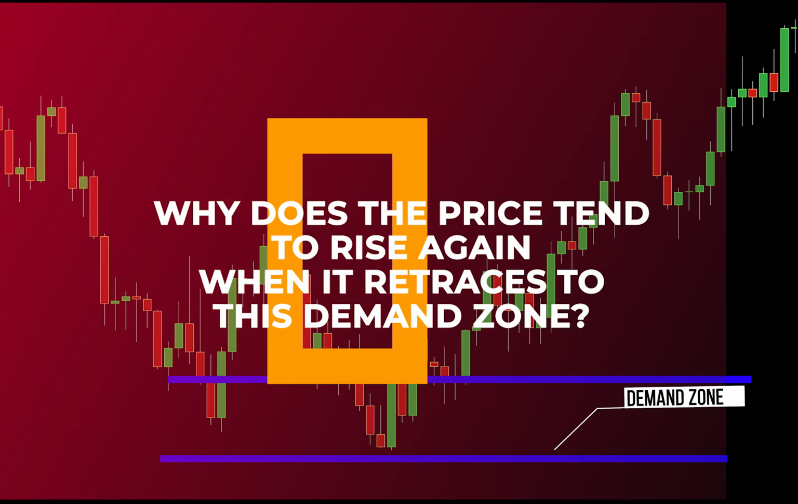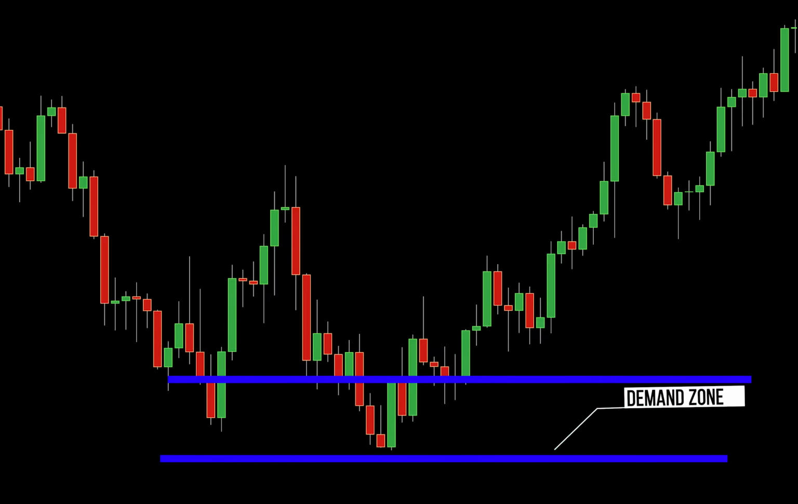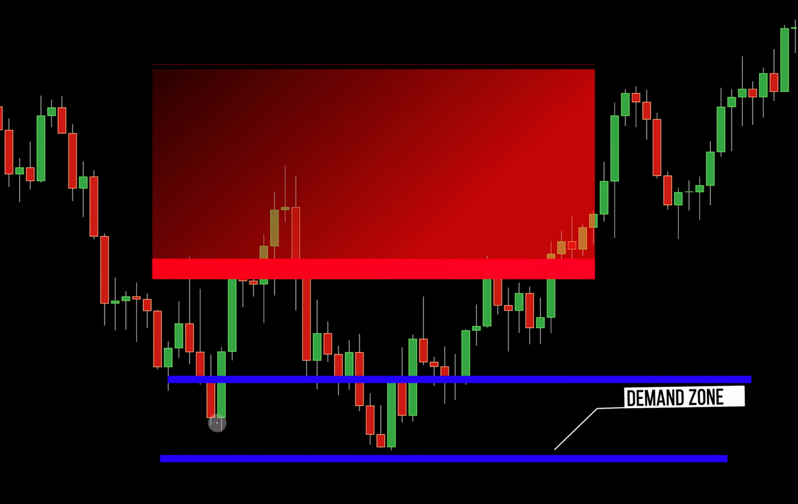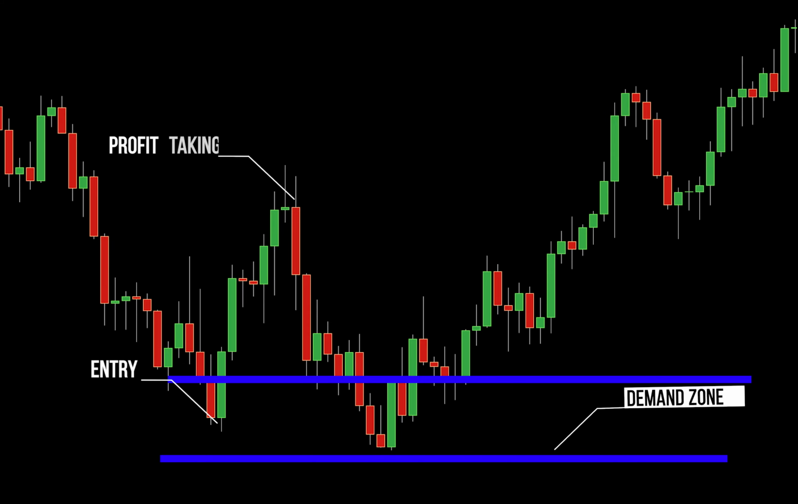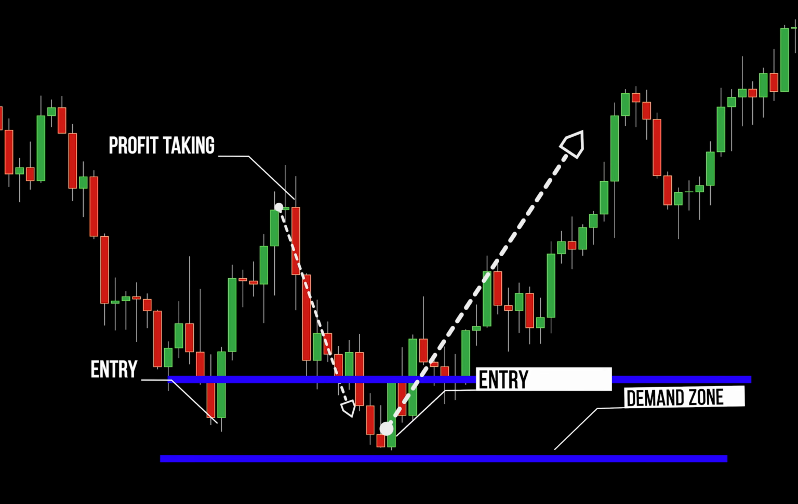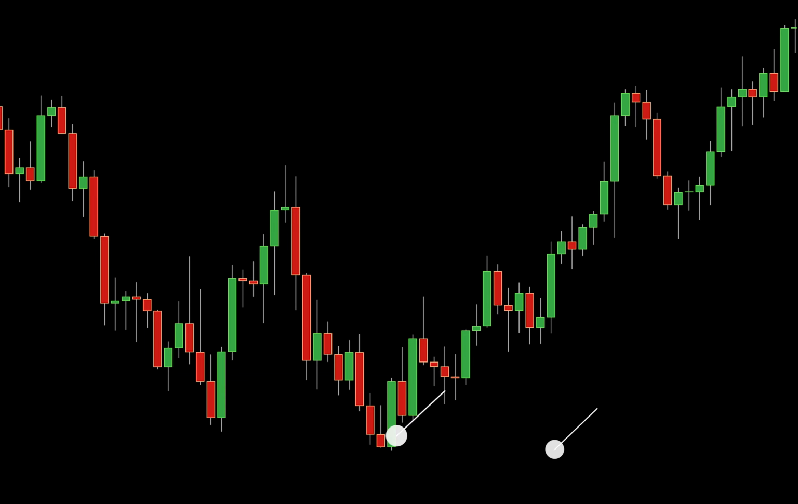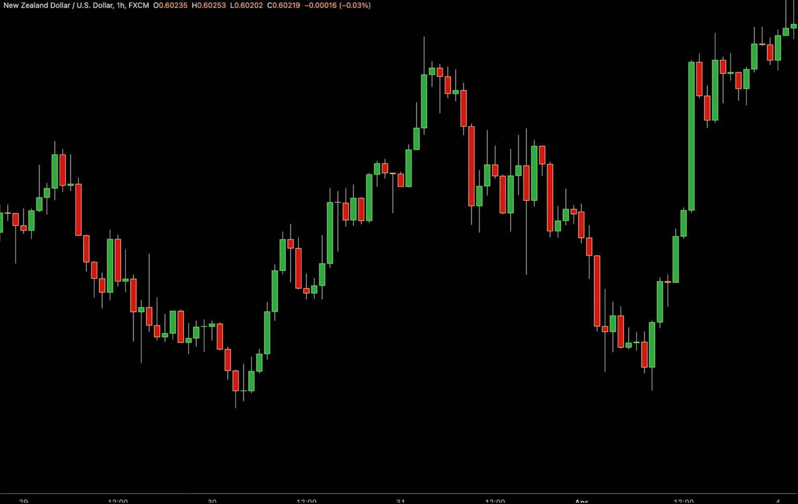So why does the price tend to rise again when it retraces to this demand zone? The answer is simple. This zone is where institutional traders initiated their long positions. After taking profits, the market retraced, and they anticipated its return to this zone because it's considered an attractive entry point for long positions. When the market revisits this zone, these traders enter long positions again, resulting in a strong upward movement. Understanding how to identify this zone enables you to trade alongside major players, comprehending the rationale behind the trade and its success. Here's another example.